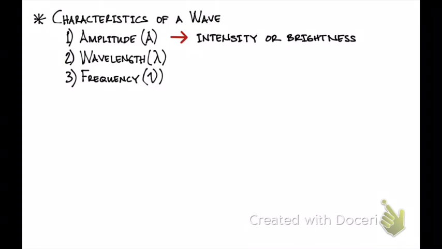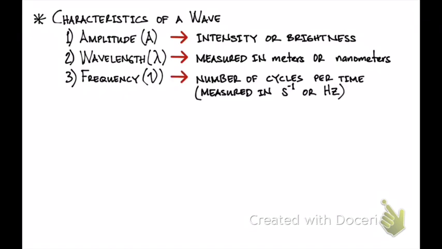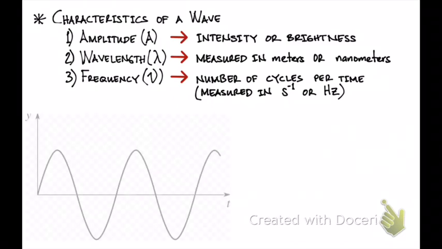But our focus here will be on the last two, wavelength and frequency. You only need to know the definition of amplitude and what it is. But wavelength is measured in meters or nanometers because it's a length. It's the length of a wave. Frequency, by definition, is the number of cycles per given time, and it's usually per second. The unit is per second, 1/s, or inverse second. And 1 inverse second is equivalent to 1 hertz with the symbol Hz.